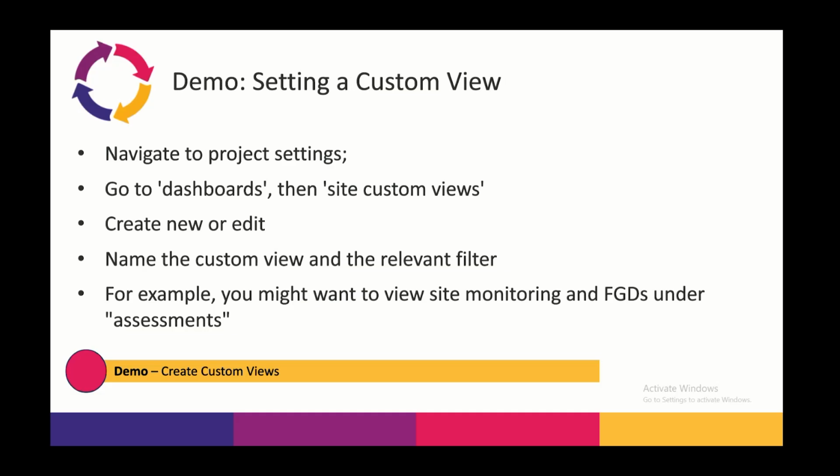Let's take one, for example, and this will be my last demo for today. You will go to project settings as always. You go to dashboards, then site custom views. You create new or edit, and then you think about how you want it to be filtered. For example, let's say in your forms you have site monitoring and FGDs. You want to put those together under assessments because you want to keep referrals separately. That might be one way to do it. So let's have a quick demo on how to do that.